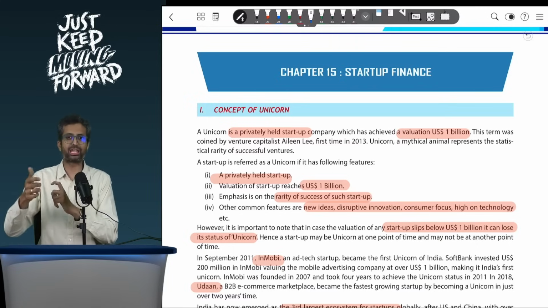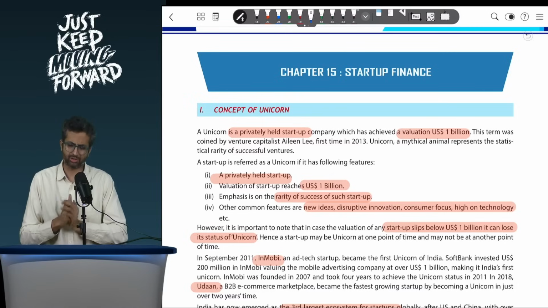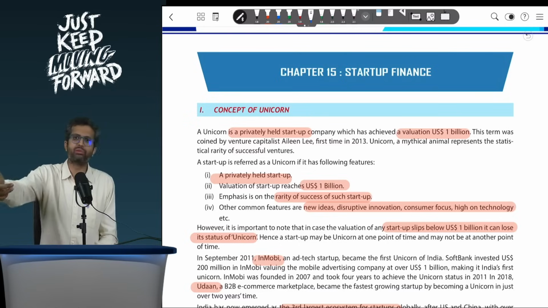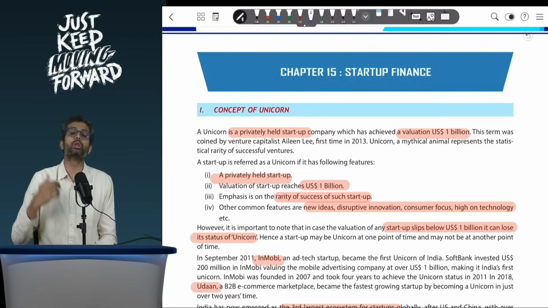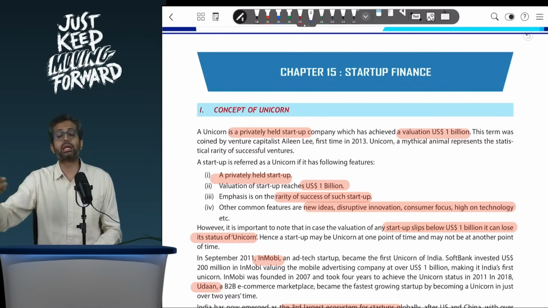So just like decade, decacorn is a unicorn which crosses a $10 billion valuation. So will a unicorn, once a unicorn, always be a unicorn? No. If the valuation drops below $1 billion, like you see what happened to Byju's, it is no longer a unicorn. So unicorn is, till the time the value continues to remain greater than $1 billion.